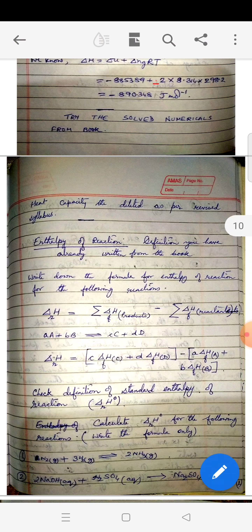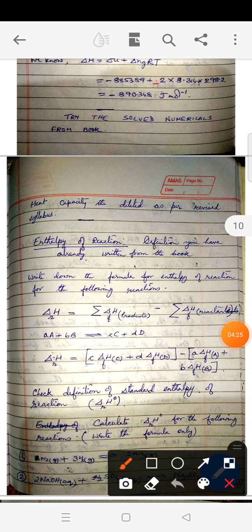Now how do we calculate enthalpy of reaction numerically? You can see enthalpy of reaction is represented by the formula delta H R equal to summation of enthalpy of formation.